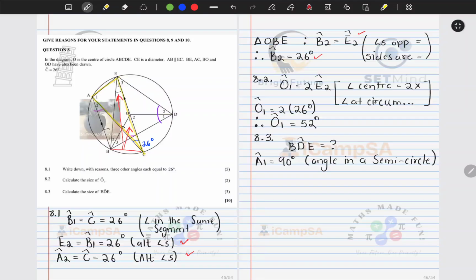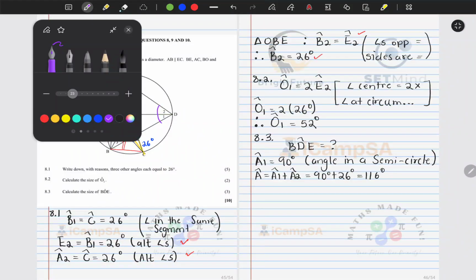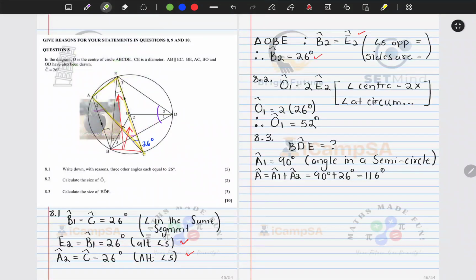With A1, if you look carefully, we have the entire angle A now, which is angle A1 plus angle A2. A1 is just the 90 degrees we found above. A2 is 26. So this ends up giving us 116 degrees. Now that we have 116 degrees, we can look at this slightly differently. What we have here now becomes a cyclic quad, if you look at my green.